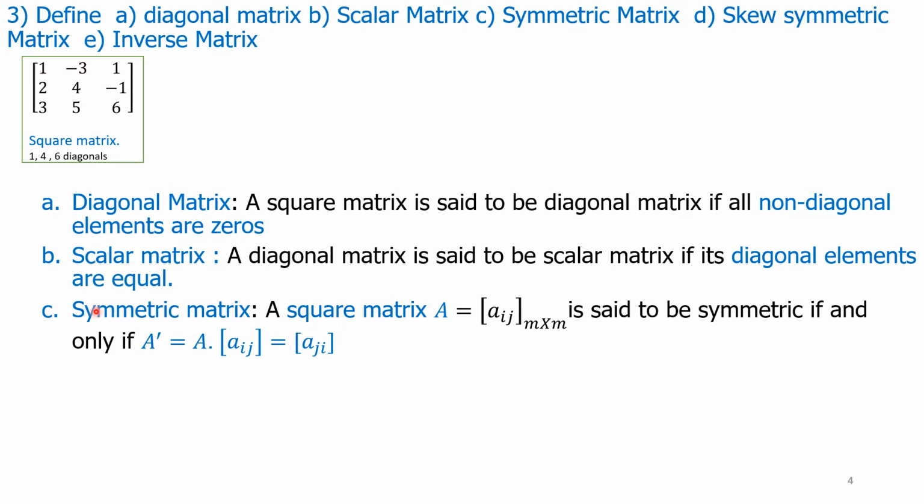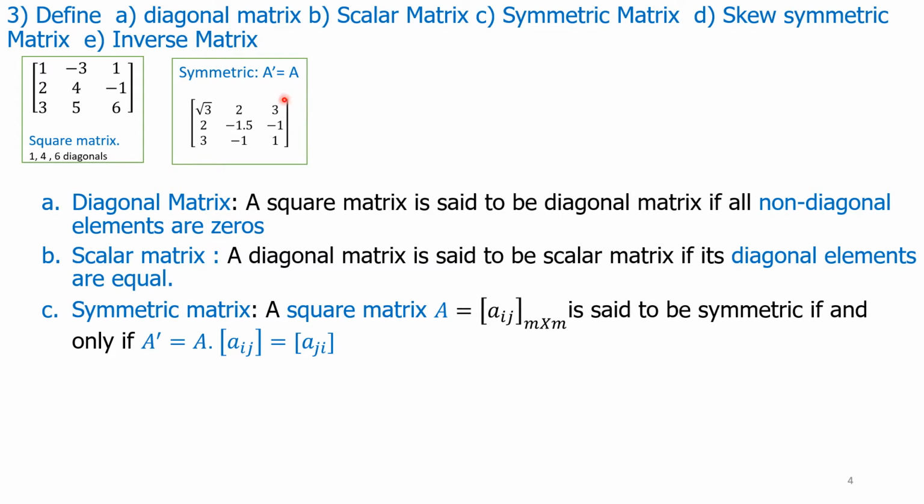Symmetric matrix. A square matrix A equal to within brackets Aij, where i is the row number and j is the column number, of the order m by m, that is m rows and m columns, is said to be symmetric if and only if A dash is equal to A. That is, element Aij is equal to Aji of the symmetric matrix.